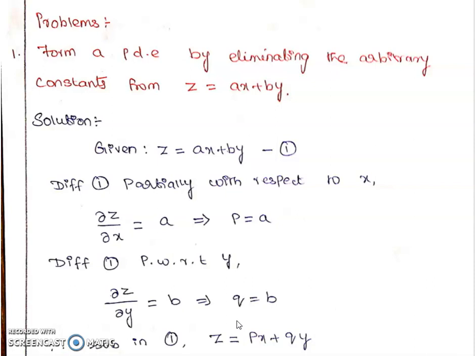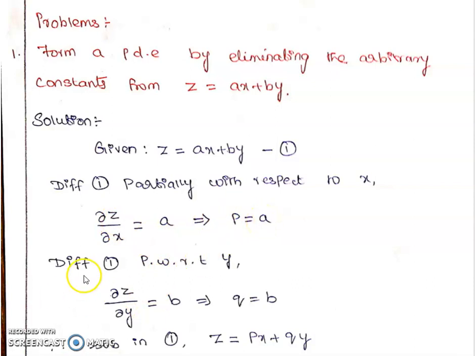Differentiating equation 1 partially with respect to x. I already explained that z is a dependent variable, therefore z can be differentiated with respect to x as well as with respect to y. Now we differentiate with respect to x. Dou z by dou x equal to, here the multiple of x is a, and the differentiation of x is 1. Here no x variable is in the second term, therefore the second term becomes 0. So dou z by dou x equal to a. We know the notation dou z by dou x equal to p. From this we can write p is equal to a.